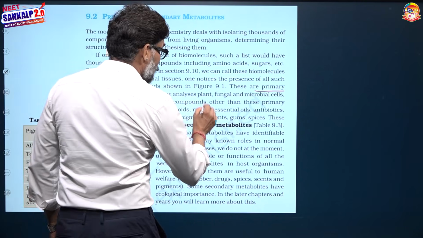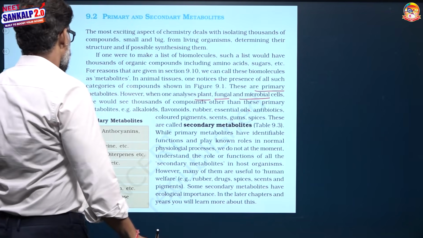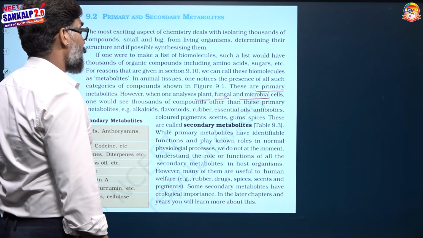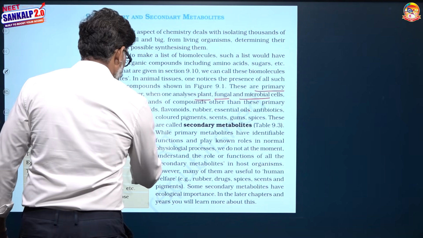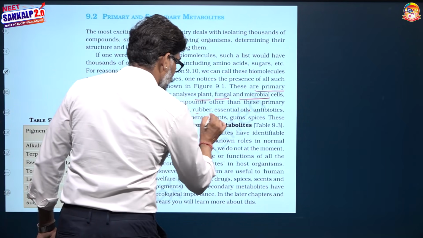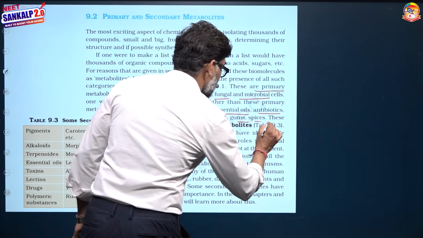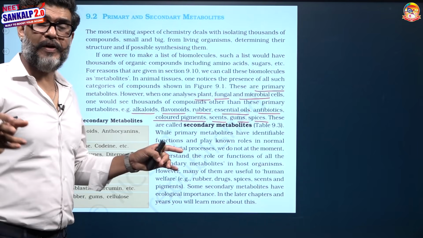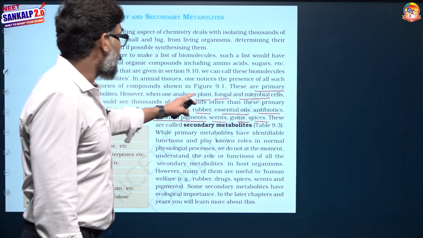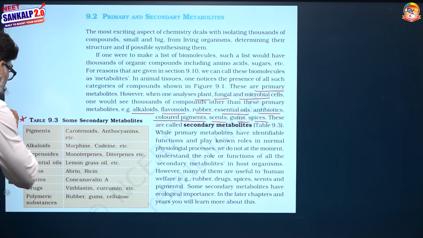However, when we analyze plant cells, fungal cells and microbes, one would find thousands of compounds other than the primary metabolites, and they are known as secondary metabolites, including alkaloids, flavonoids, rubber, essential oils, antibiotics, coloring pigments, scents, gums, spices, etc. So what is the point? That secondary metabolites are generally present in plant, fungus and microbial cells. This table we have to keep in memory by heart.